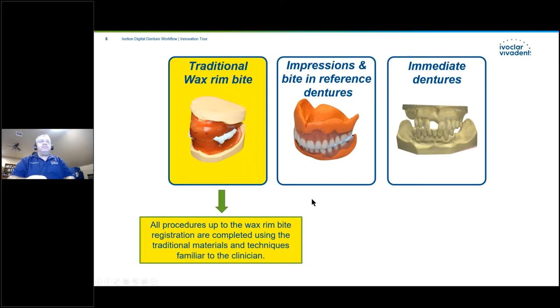First, let's talk about the traditional wax rim bite registration. All these procedures up to the wax rim bite registration are completed using the traditional materials and techniques that are really familiar to the technician. We're going to have poured-up stone master models. We're going to hand make, or maybe use a combination of digitally printing the bases, and create a wax rim on top of them. But basically, we are going to have traditional wax bite rims.